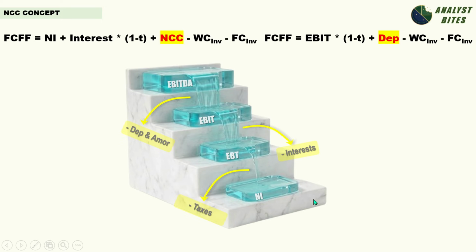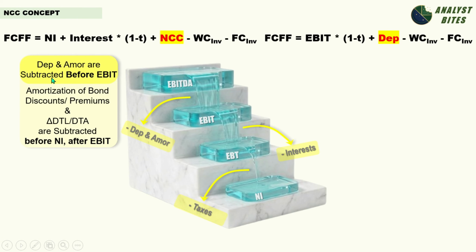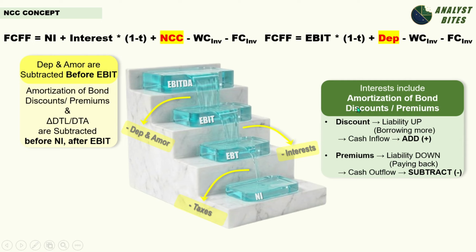Look at this waterfall. Remember one golden rule: if it hasn't been deducted, you don't need to add it back. You see, besides standard depreciation and amortization, there are two special NCC items hiding in interest and taxes. Since EBIT is higher up, it hasn't touched them yet, but net income has already deducted them. The first one is bond amortization, which is baked into the interest expense.